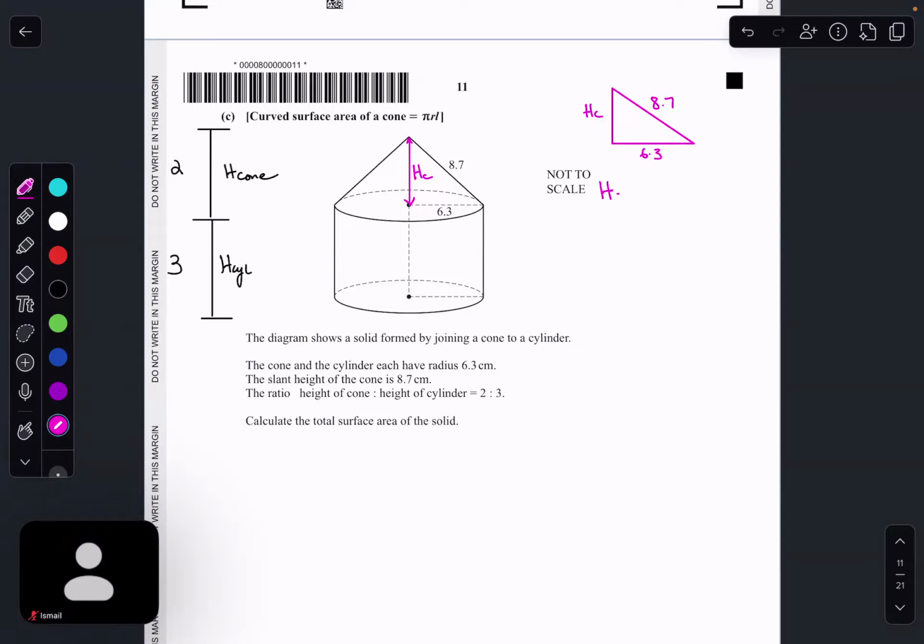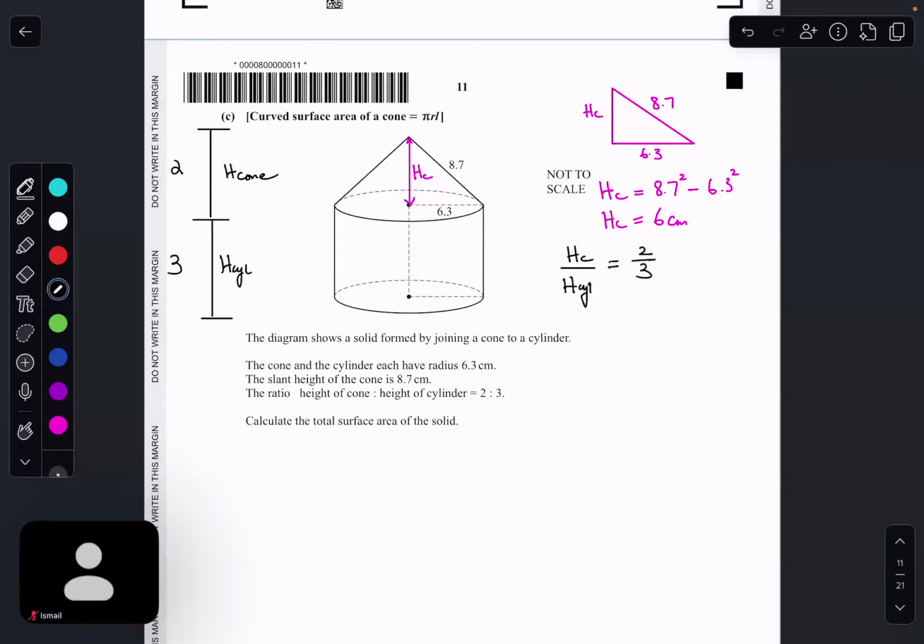Okay. Applying Pythagoras theorem, it will be 8.7, which is the hypotenuse, squared minus the base squared. So height of the cone is 6 centimeters. Now, according to the ratio given to us, what was the ratio? That the height of the cone and the height of the cylinder are in the ratio 2:3.